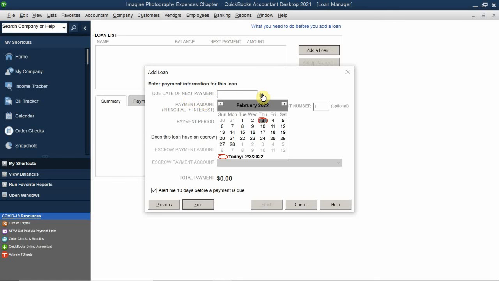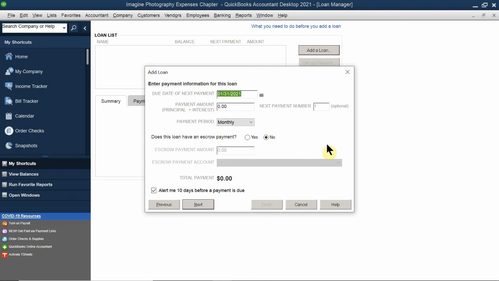Now the next section says, when is the due date of the next payment? Well, when is it due? It is going to be due every 31st. So in this case, the next one that is due is going to be January 31st of 2021. So you're already saying the next one is going to be due at the end of the month.